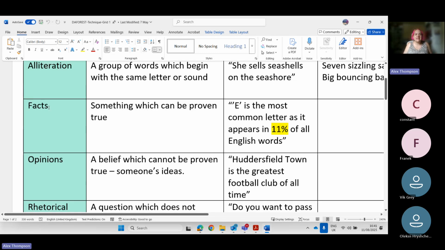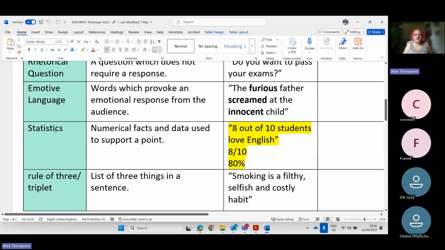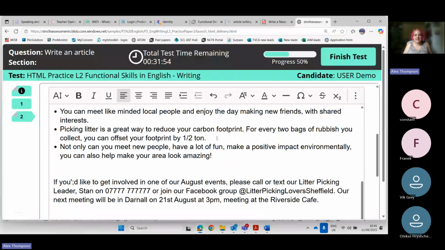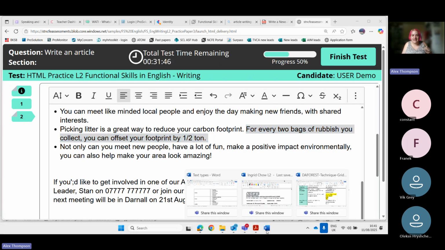Want to try and include things like facts, which goes sort of in tandem with statistics. Now, we did mention some statistics about reducing your carbon footprint. So even though it's just one, it's a good example. So it's a good tick.